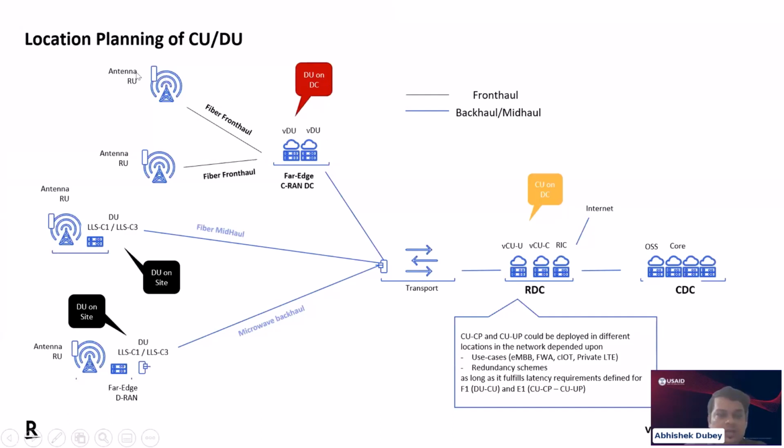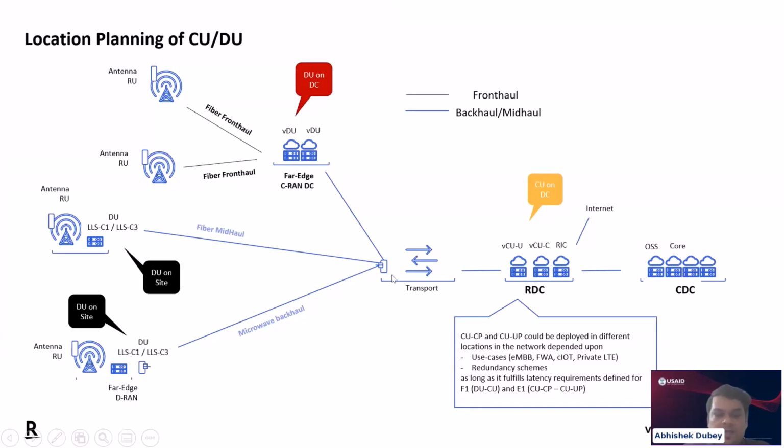So we have the RU on the site, and this site is connected to the fiber front haul, and the DU in the data center. This is called centralized RAN data center. Because the operator has provided fiber transport, you can plan for better efficiency and better resource utilization. You can plan your DU in the data center, right? So you have planned here.